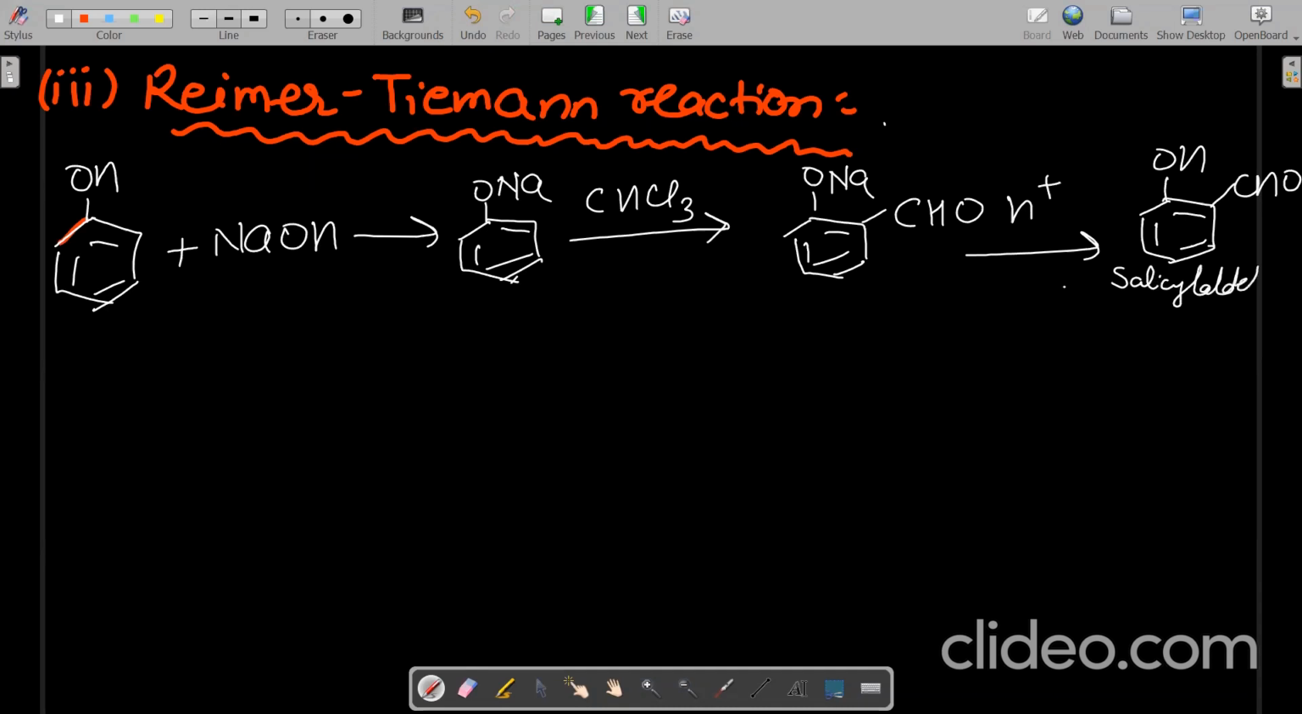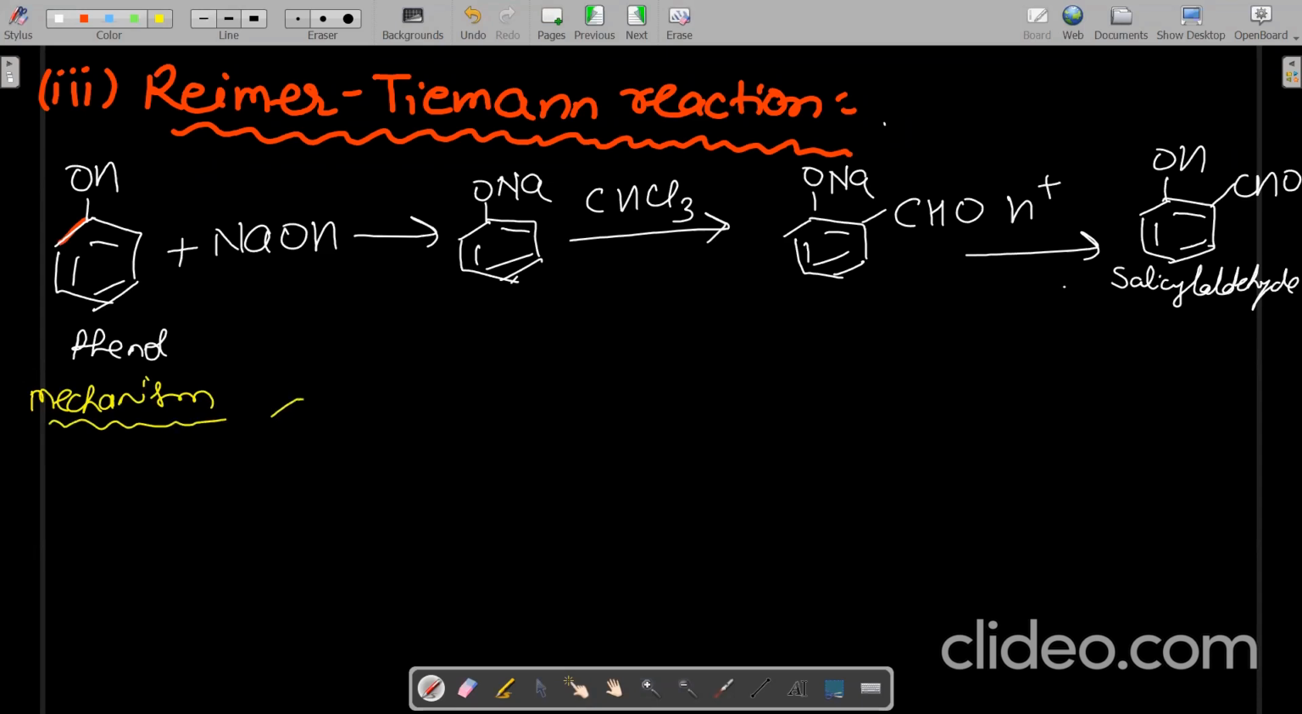salicylaldehyde. Okay. So what is the Reimer-Tiemann reaction? The Reimer-Tiemann reaction is the reaction of phenol with sodium hydroxide and chloroform, which is further acidified to form salicylaldehyde. This is the name reaction. If you want to show the mechanism, you can show the mechanism also. Actually, mechanism is not part of NCERT. It is not given in NCERT. Or we can say not mechanism, we can say just a step reaction.